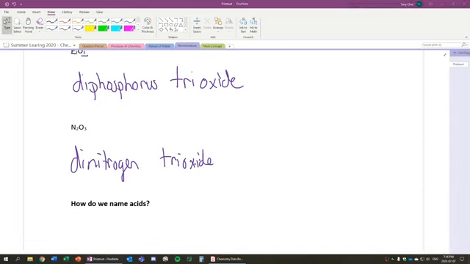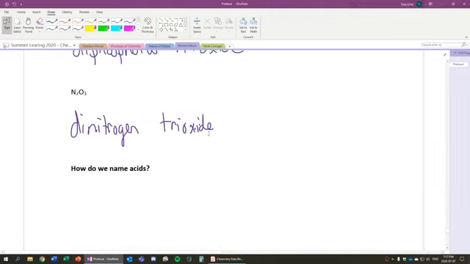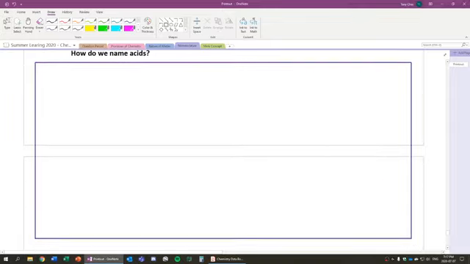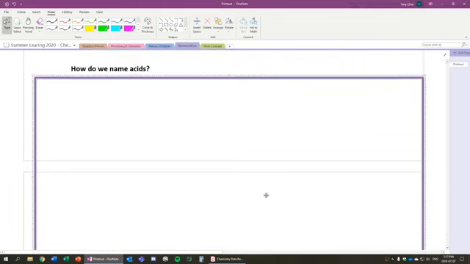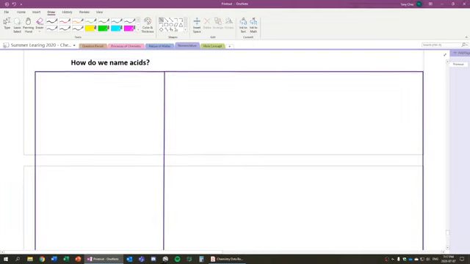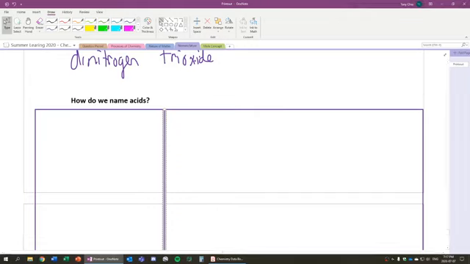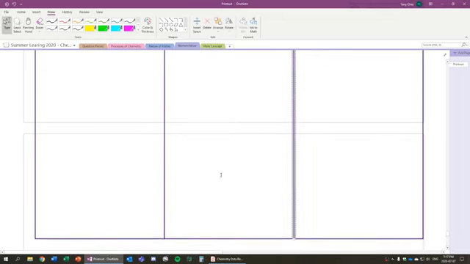To finish up this lesson, we're going to talk about how we name acids. So there's three categories of how we name acids, okay? So what I'm going to do right now is make a table right here. You can make the same table in your paper if you can, okay? And we're going to divide it into three columns. So that's column number one, and we'll make column number two. Why we have three columns is based on what kind of acid we're dealing with, okay?